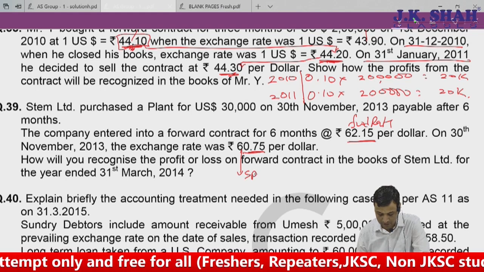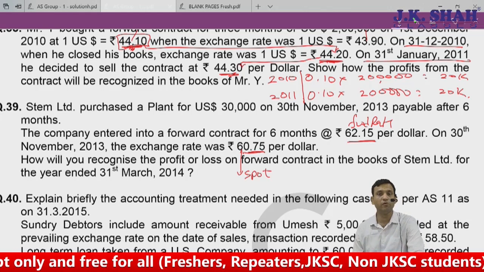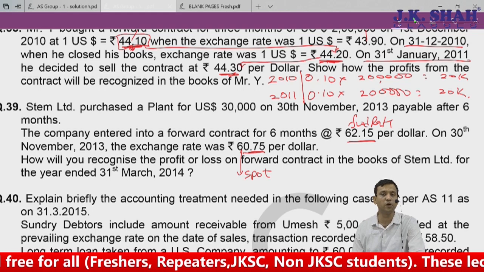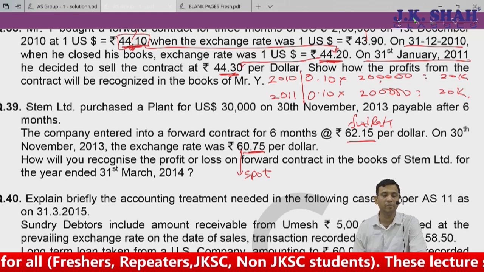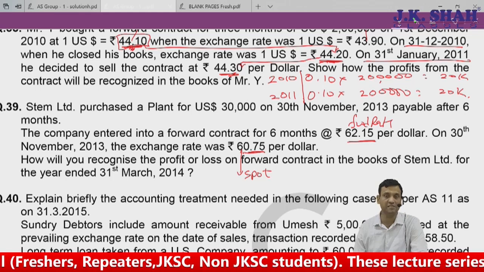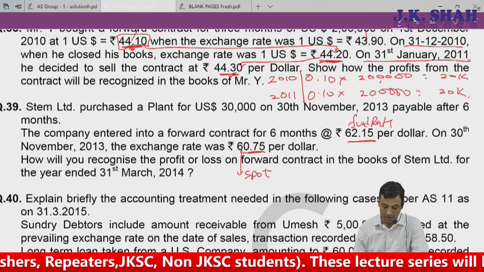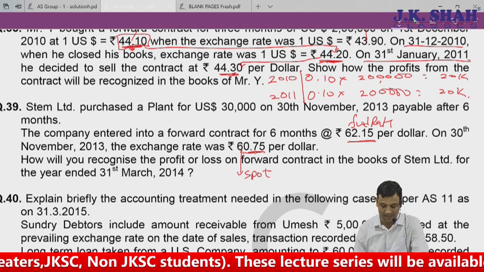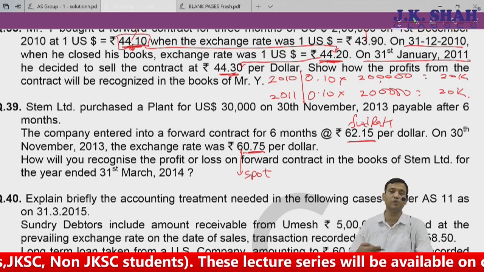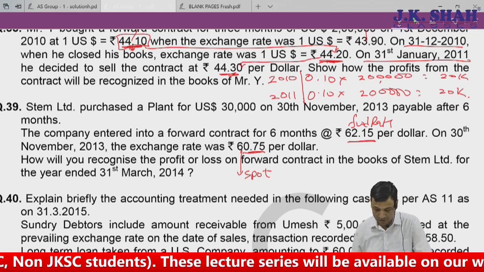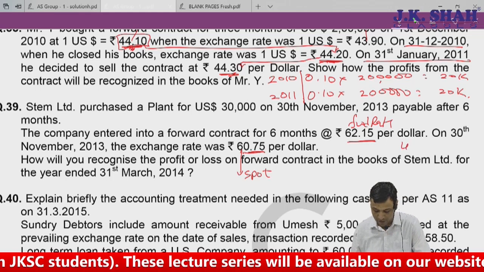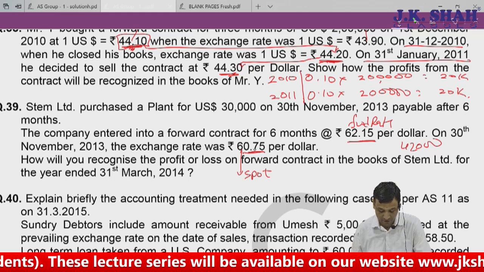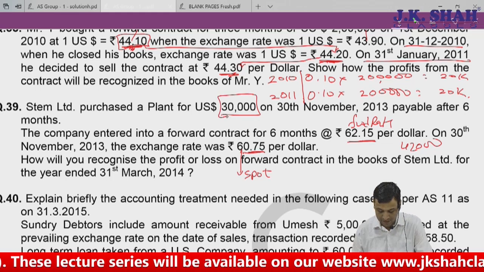The difference between forward and spot rate is referred to as forward premium or forward discount. If the forward rate is more than the spot rate, we say forward is at premium. If the forward rate is less than the spot rate, we say forward is at discount. In this case, the forward rate is 62.15 and the spot rate is 60.75. So it is a forward premium. The total forward premium is 42,000: 62.15 minus 60.75 multiplied by the total transaction of 30,000.